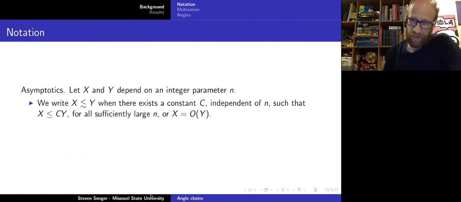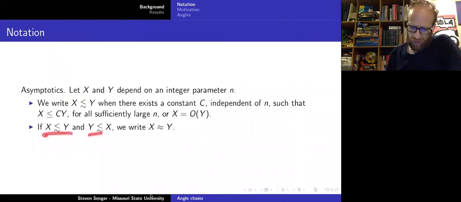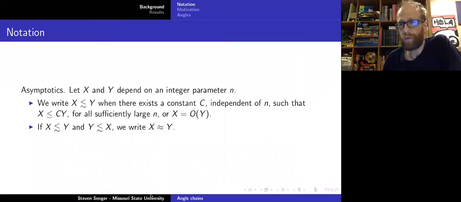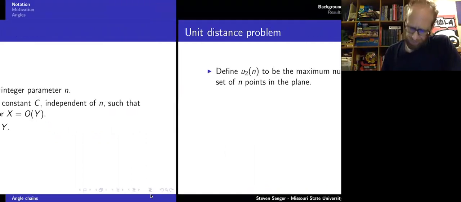I'm going to use some slightly non-standard notation. If x and y depend on some integer parameter n, I'm going to use x squiggly less than y basically in lieu of big O. If we have x less than y and y less than x, then we're going to say x is squiggly equal to y. This just varies multiplicative constants. Many people have seen this notation before, but different people use it slightly differently.